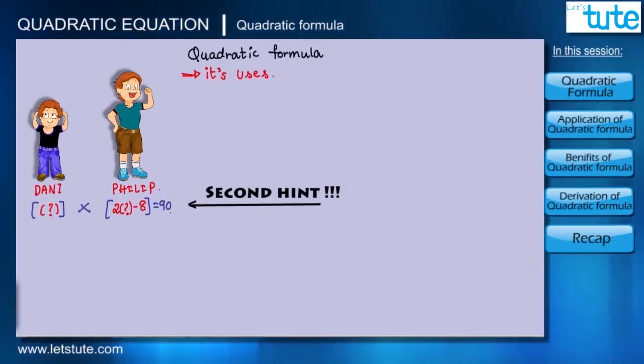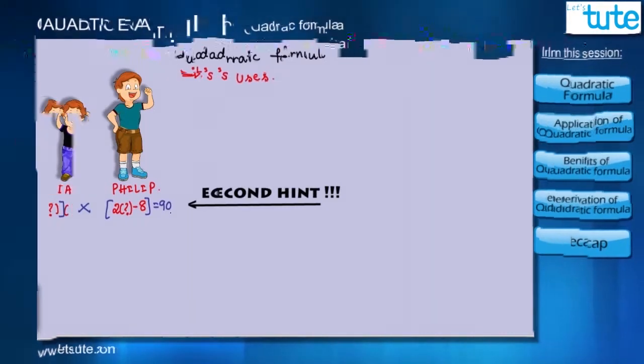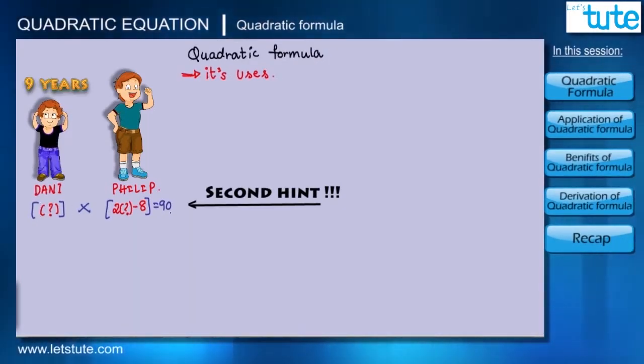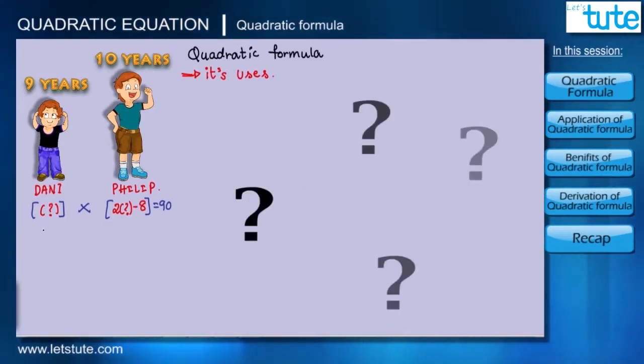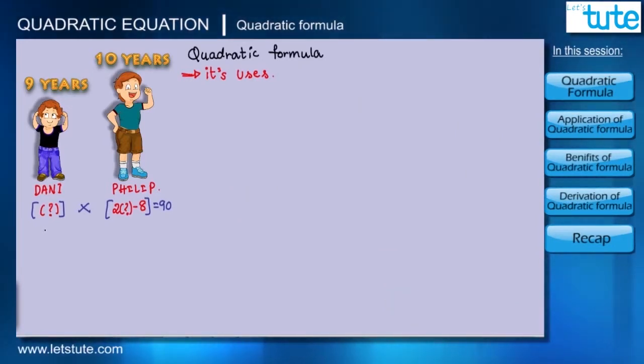So without taking much time, I could tell them their ages. They are 9 years and 10 years, Danny and Philip respectively. But they were surprised to see my quick answer, and they asked me, how did I do that? I told them, it's not difficult. I took the age of Danny as x years. So that of Philip became 2x minus 8 years.